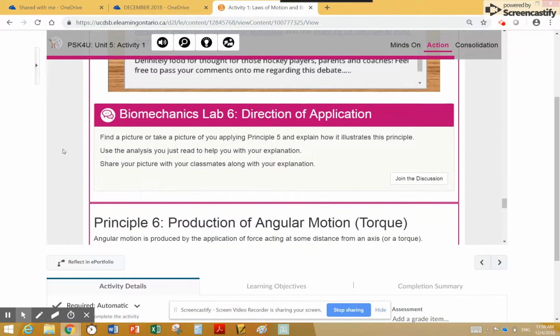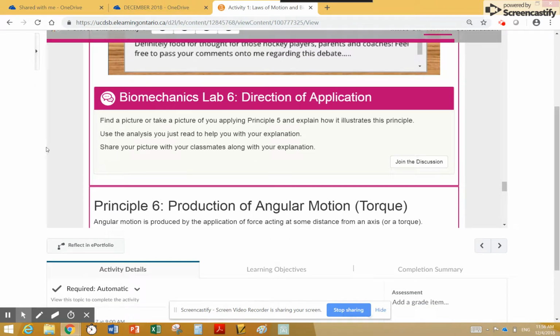And then number 6 is a direction of application. So you're going to find a picture of you applying principle 5 and explain how it illustrates the principle, and then use the analysis you just read to help with your explanation of how that all works.